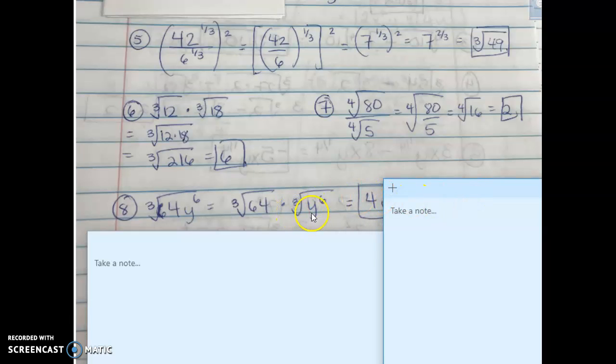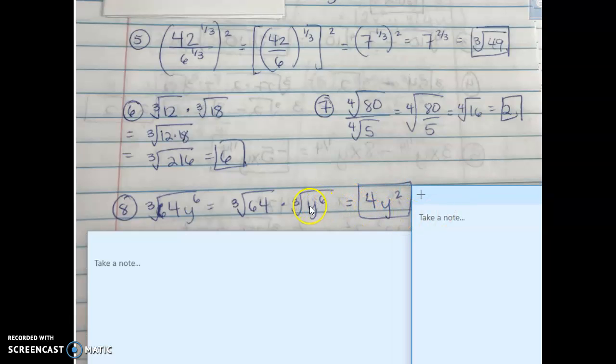For the cube root of y to the 6, technically you could rewrite this as y to the 6th power divided by 3. So the answer would be 4, and it would be y squared. Or you can think of this as, what can I multiply 3 times to get me y to the 6th, and that would also be y squared. So if you use the properties of radicals to turn it into a fraction, it would be 6 divided by 3 to give you y squared, which gives you the same answer.